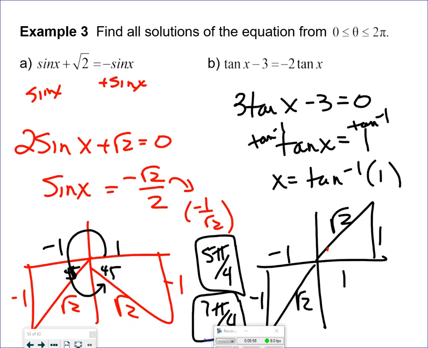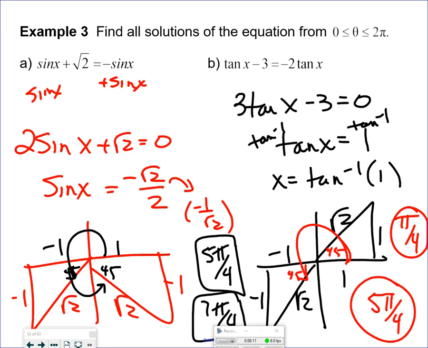So we got a 45-degree reference angle, and now I want the answer in radians. Every fourth, so pi over 4 would be in the first quadrant, and going around then 5 pi over 4 would be in the third quadrant.